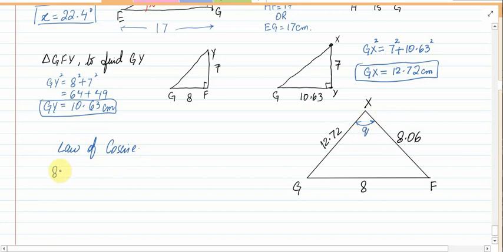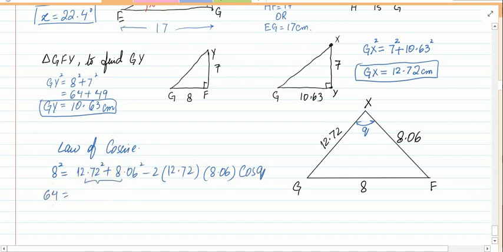Since we need to find this angle and we name it angle Q, our working formula will be 8 square is equal to 12.72 square plus 8.06 square minus 2 times 12.72 times 8.06 times cos Q, right? So 8 square is 64. I am going to add the value of these two: 12.72 square plus 8.06 square, it's 226.76.